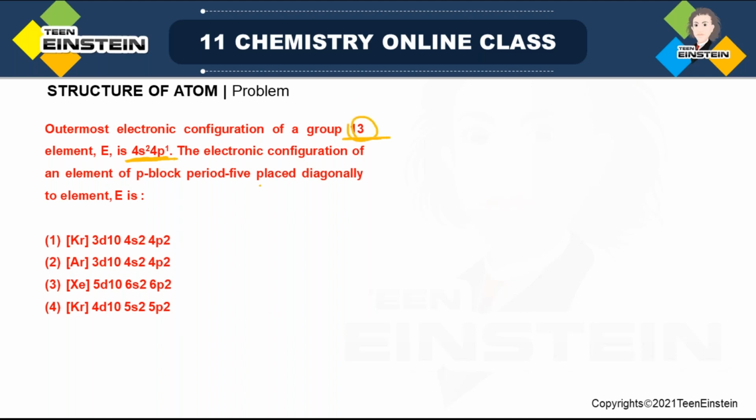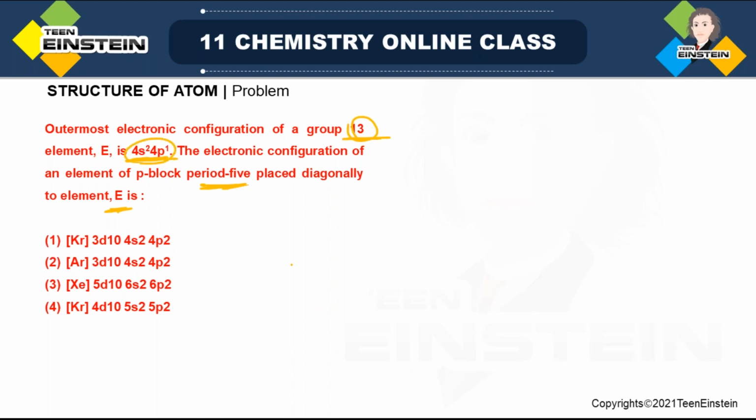Now that is not the question. I was just saying. But what it is actually asking: the outermost configuration is given, the group number is also mentioned. You have to find the electronic configuration of the element of p block period 5 placed diagonally to element E. So for E, this is the configuration.